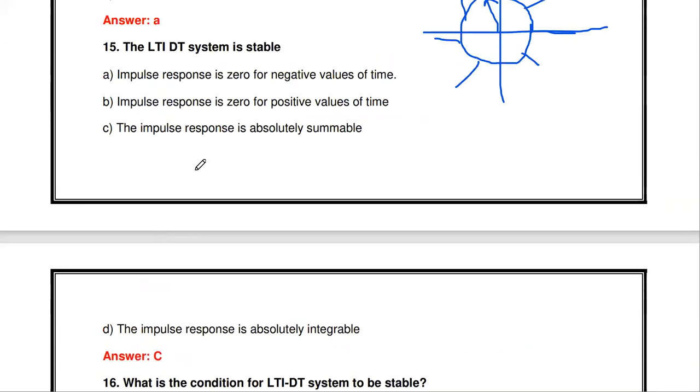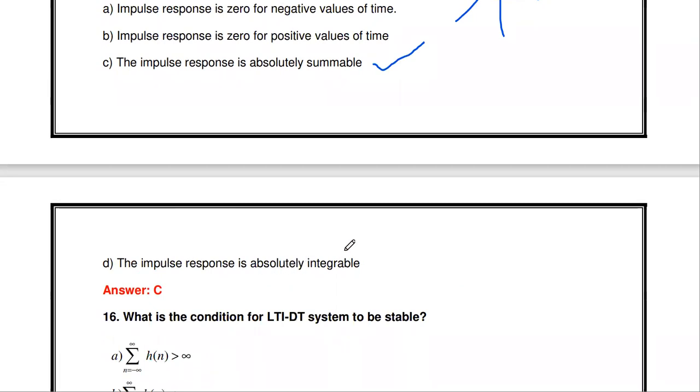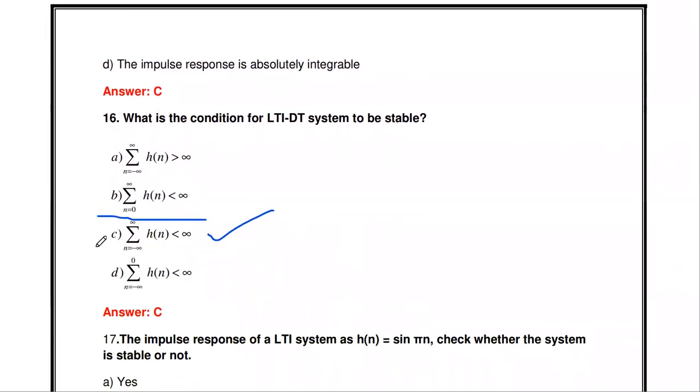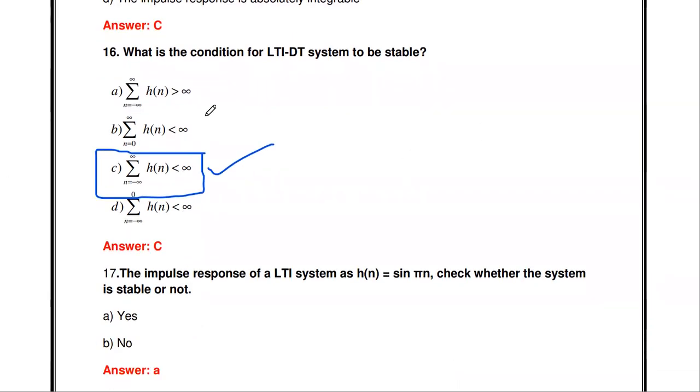The same question, here in sentence form, they are mentioning the LTI DT system is stable. The impulse response is 0 for negative values of time? No, this is for causality. The impulse response is absolutely summable? Yes, this is the answer. If the impulse response is absolutely summable, the LTI system is said to be stable. Similarly, for an LTI CT continuous time system, it is stable when the impulse response is absolutely integrable. So the condition is summation n equal to minus infinity to infinity of the absolute value of h of n less than infinity. This is the condition for stability.